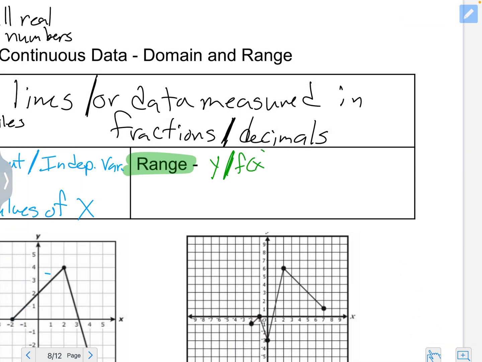So our range is our Y. It is our f of X. It is our output. It is our dependent variable. And it is all possible values of Y.